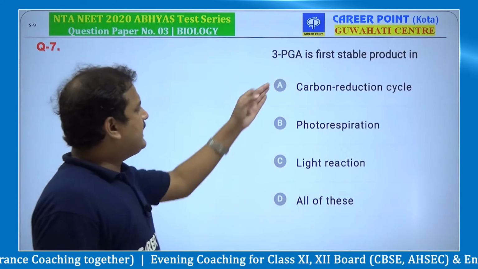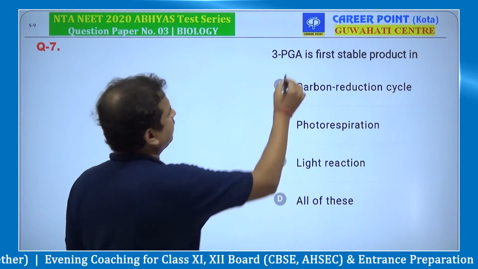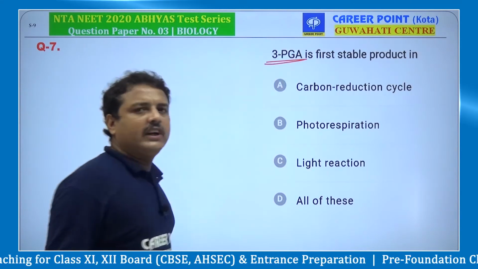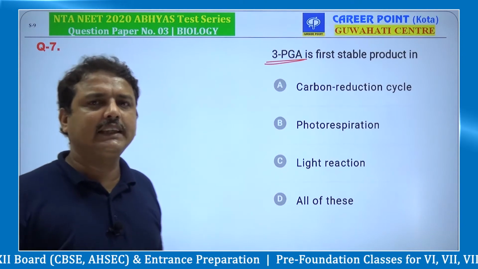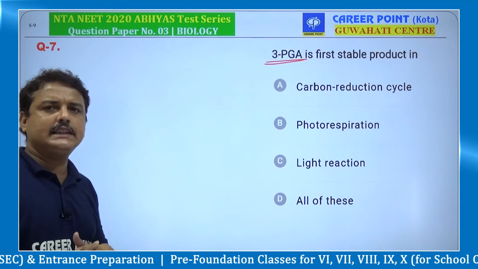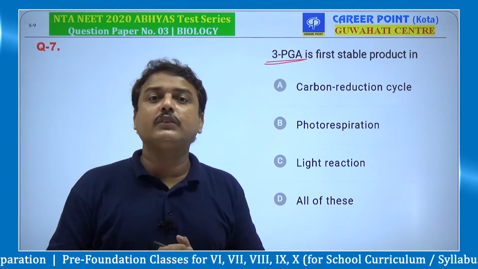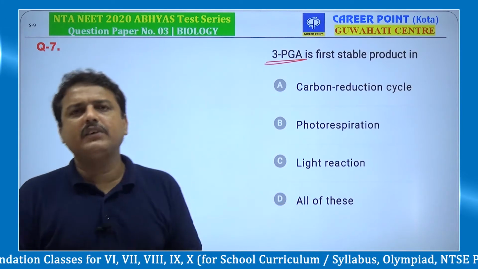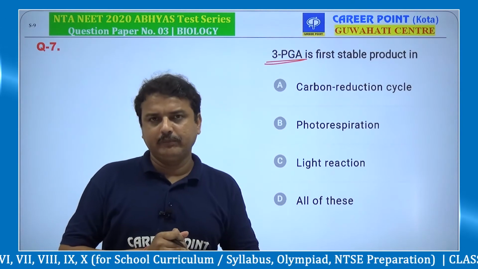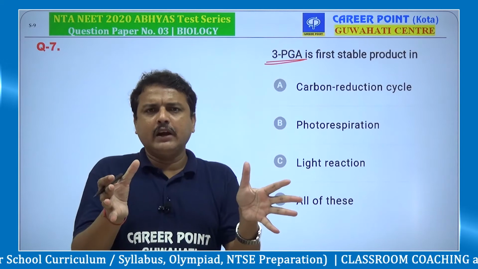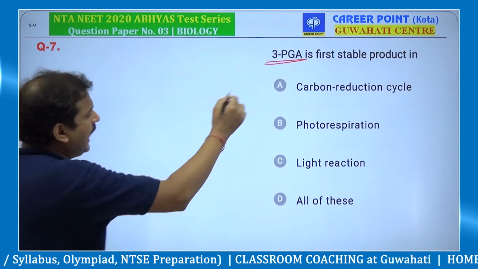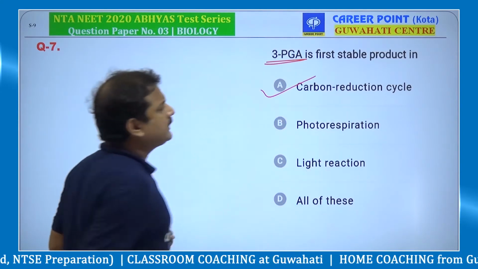3-PGA is the first stable product. 3-phosphoglycerate or 3-phosphoglyceric acid is the first stable product of the C3 cycle. Another name of the C3 cycle is the Calvin cycle. Clear? It is a part of the dark reaction. Now, here the answer is carbon reduction cycle.